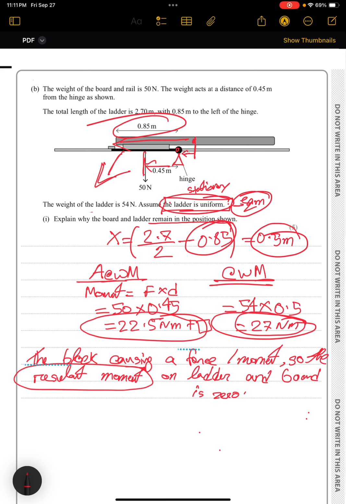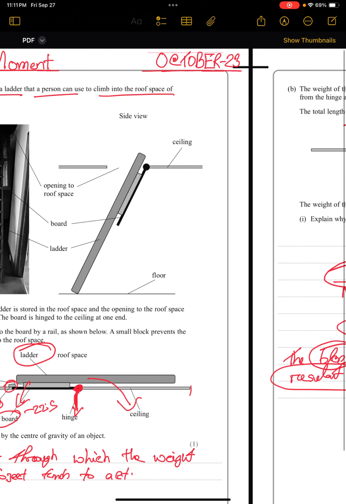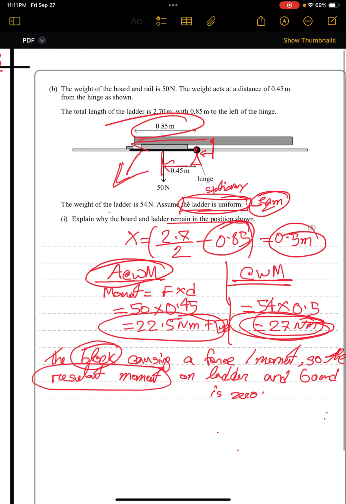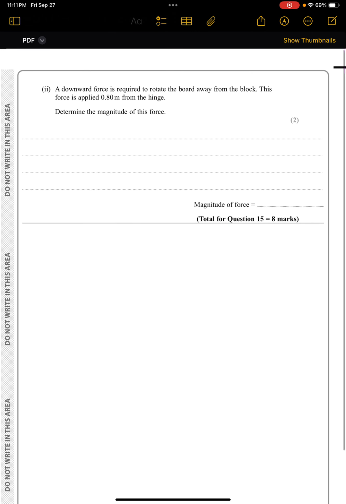So for the resultant moment to be 0, there must be another moment acting in the clockwise and the anti-clockwise part to make this equal to 27 Newton meter for the ladder to be uniform. And this extra moment is being provided by the block, which we recently found out from this page, as the block is giving out the extra anti-clockwise moment, which has been given to make the ladder and the board remain in a uniform position. So let's go and find answer number 3.